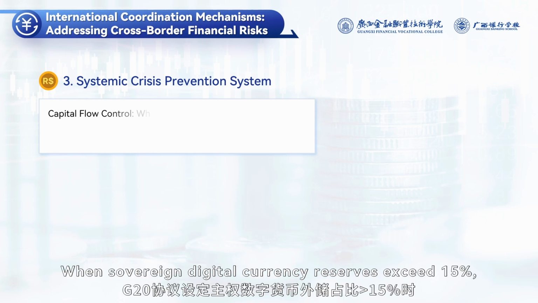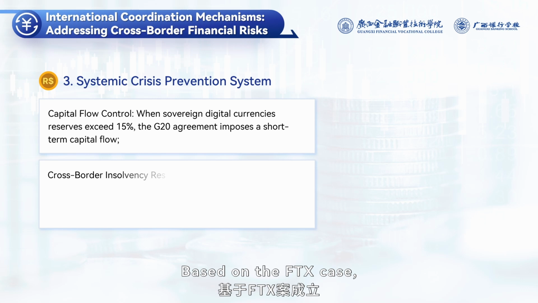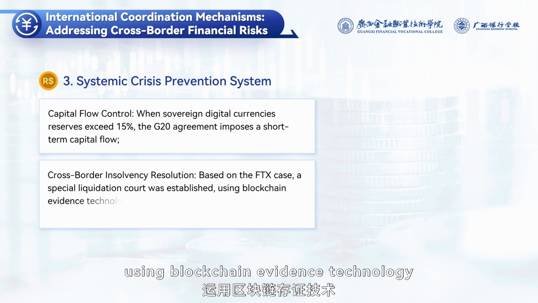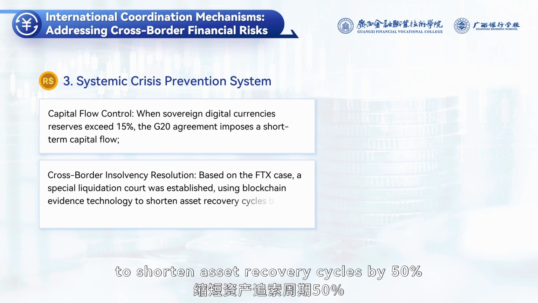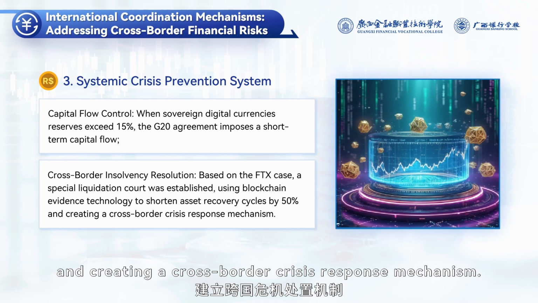When sovereign digital currencies reserves exceed 15%, the G20 agreement imposes a short-term capital flow tax. Based on the FTX case, a special liquidation court was established using blockchain evidence technology to shorten asset recovery cycles by 50% and creating a cross-border crisis response mechanism.